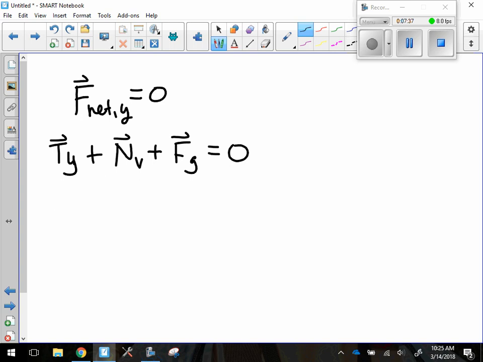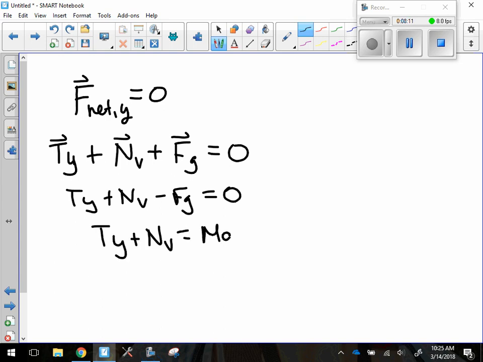So Ty, positive or negative? Positive. Vertical component of the normal force, positive or negative? I've drawn it positive, but I don't know what it's going to be. So if I leave it positive, it'll pop out with a negative sign. We'll know we were wrong and life will go on. Gravitational force. So I know that Ty plus NV is going to be equal to mg, right?